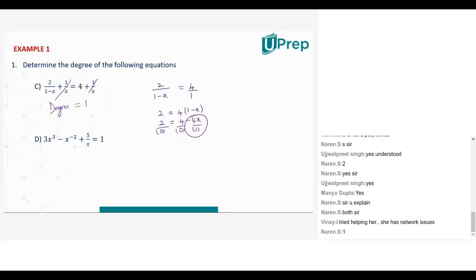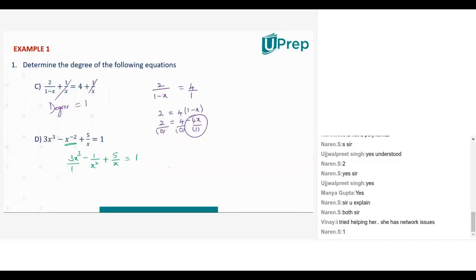Now what's the difference in the second problem? Maybe you people are scared of the negative power. Don't worry. x to the power of minus 2, can I write it as 1 by x square, plus 5 by x equal to 1. Now the left hand side has two fractions. So even the third term I'll make it by 1. Now I think you can calculate.